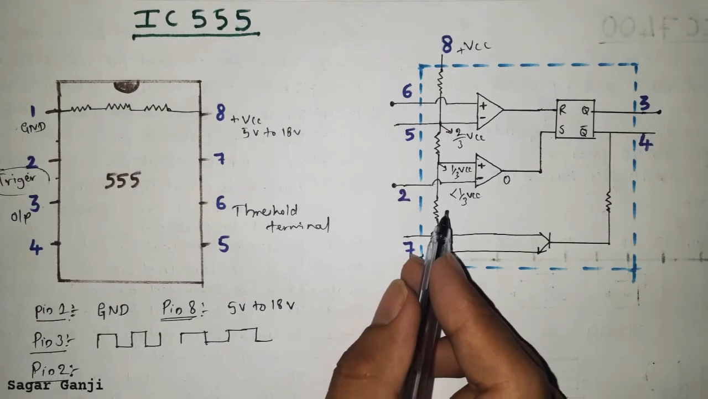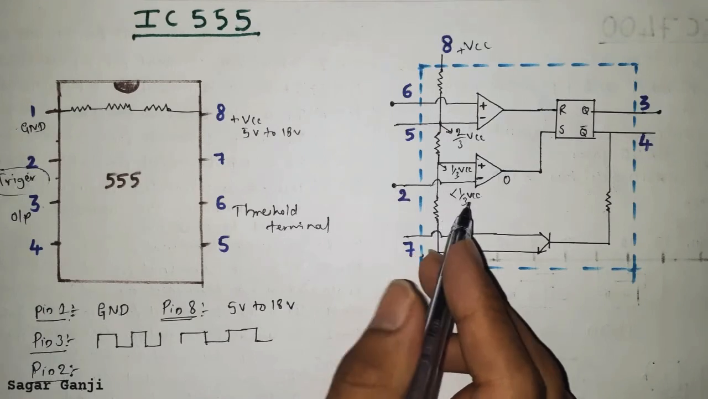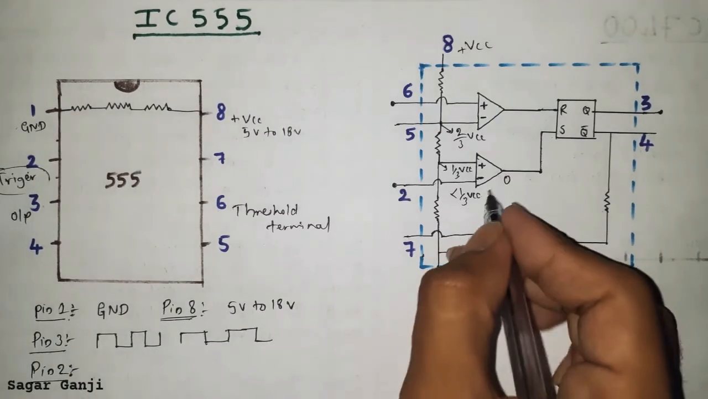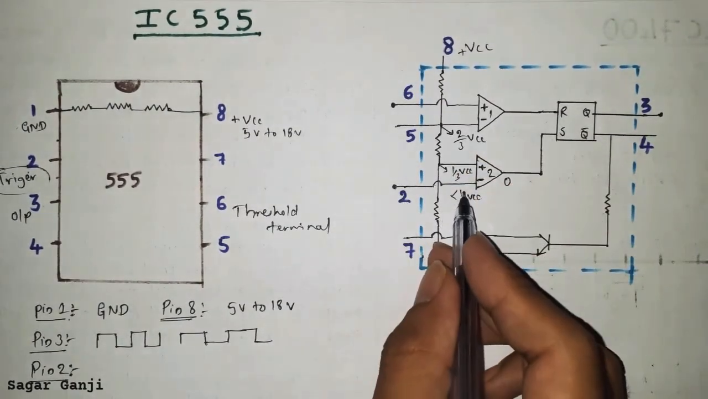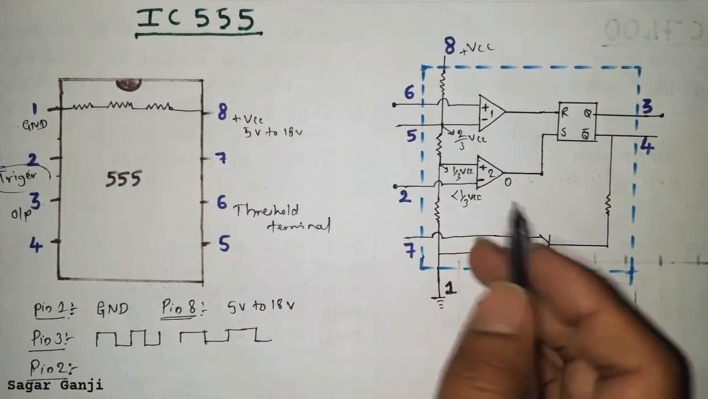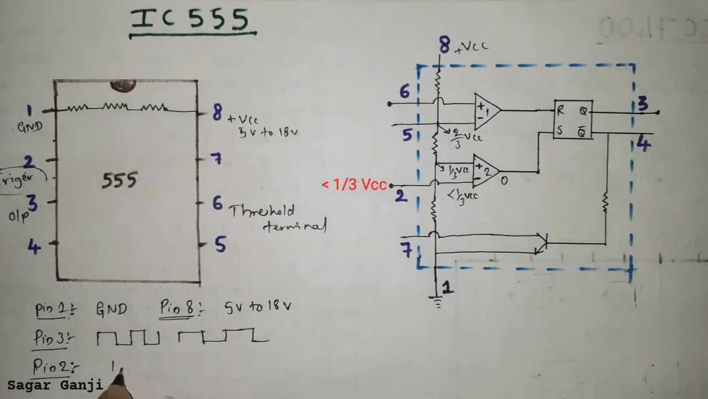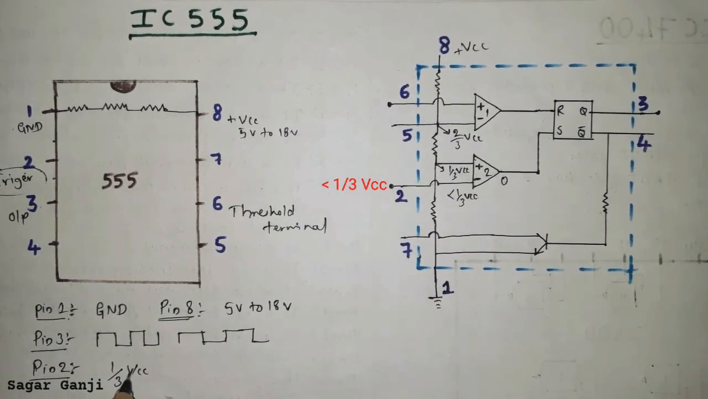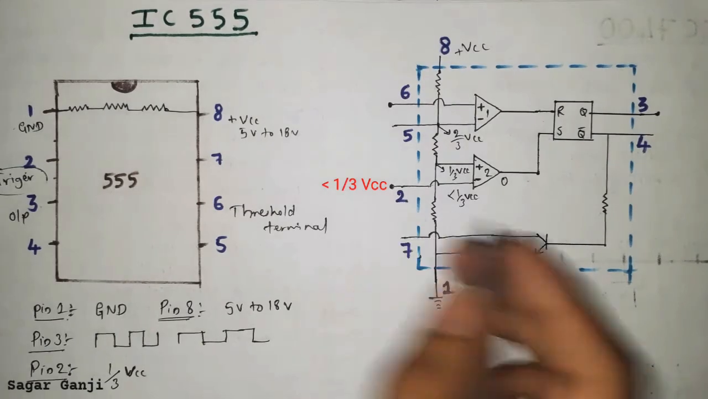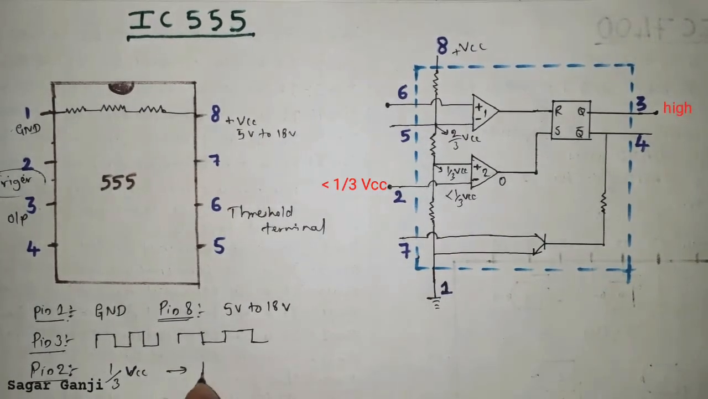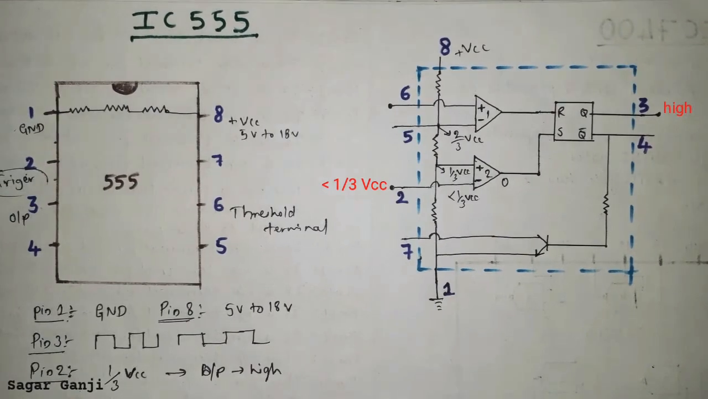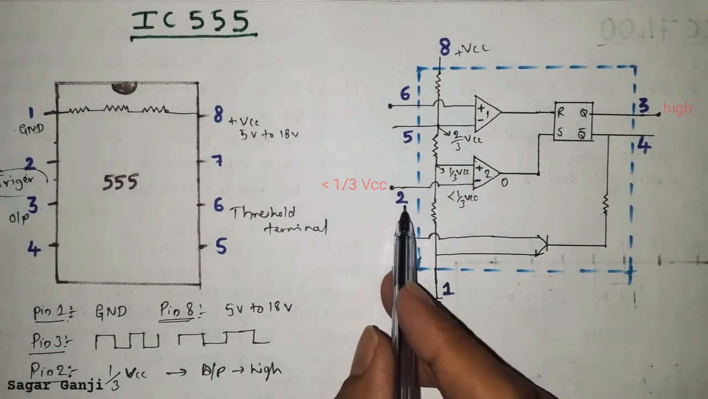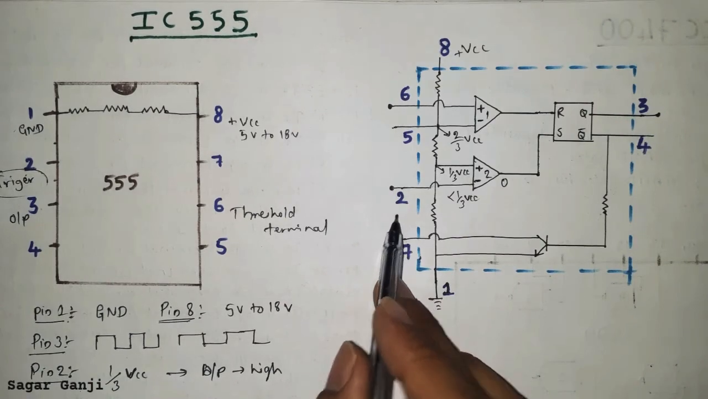Pin number 2 is the inverting terminal to comparator 2. Suppose it is comparator 1, it is comparator 2. When a voltage of less than 1 by 3 VCC is applied to this pin, the output will become high. It will remain high until 1 by 3 VCC is applied to pin number 2.